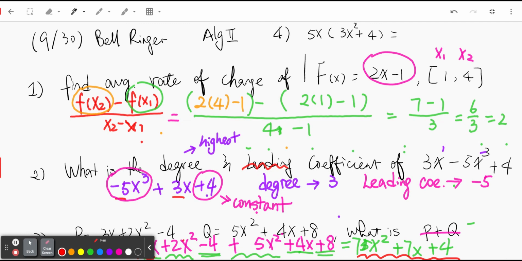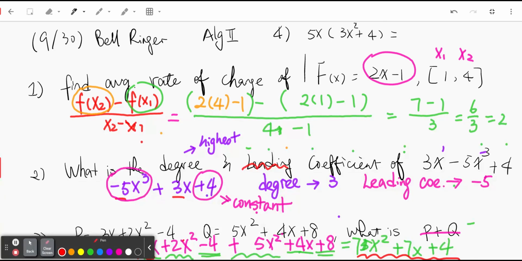Number 4. Number 4, simple distribution. Today, in the actual class, we're going to talk about multiple term distribution, okay? But here, let's look at simple distribution. You should know this already because we talked about this in factoring. So 5x times parentheses, we have a monomial. Mono means one, so we have one term. Multiplying a binomial, bi means two terms, okay? Polynomial just means many terms together.